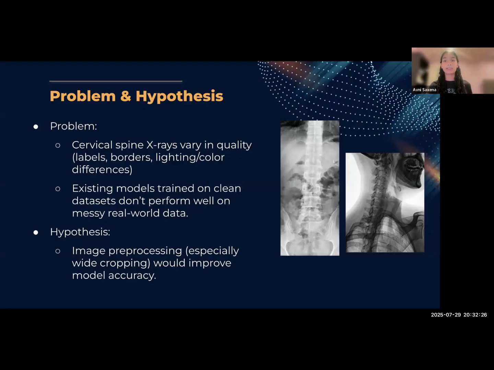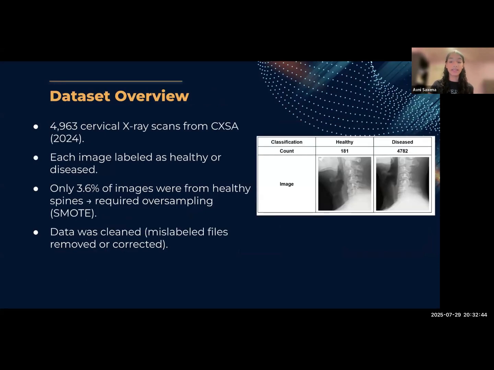So we had a hypothesis. If we clean up the images first, especially by cropping the image so that the spine is centered and clear, then we think the model will perform better. We tested that idea by creating different versions of the data set, each with a different kind of pre-processing, and I'll explain that in a moment. But first, let's talk about our data set and what the problem was with it.